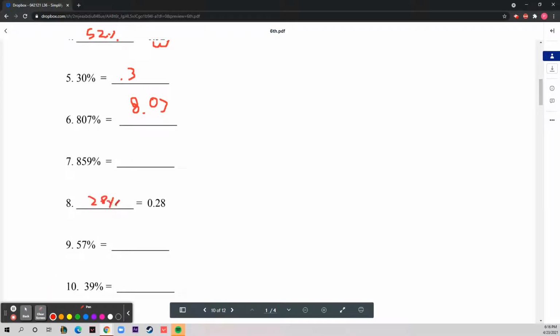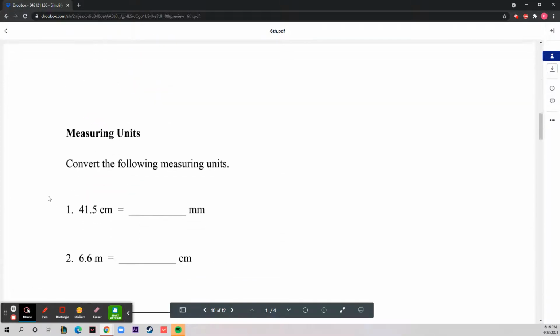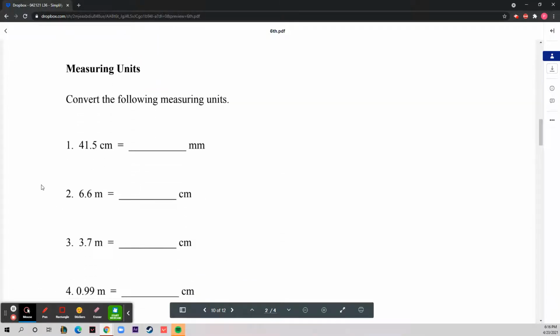Okay, so this one's pretty easy, so I'm just going to hop on to the next one, which is measuring units. Convert the following measuring units. The thing you need to know is that for every centimeter, there are 10 millimeters. So to get from 1 to 10, you have to multiply by 10, which means down here, you also have to multiply by 10 to get 415 millimeters. This is meters, so for every meter, there are 100 centimeters. To get 1 over to 100, you need to multiply by 100. So 6.6 meters is 660 centimeters.